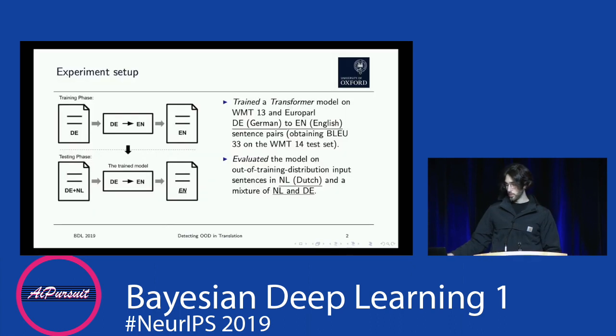The purpose of the work is to evaluate how we can use typical measures of uncertainty to detect out-of-distribution data. What we do is we translate from German to English and from Dutch to English and see if we can distinguish, for a model that was trained on German to English, the English sentences that were sourced from Dutch.